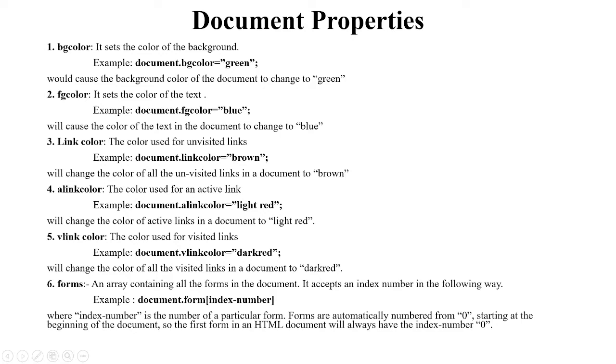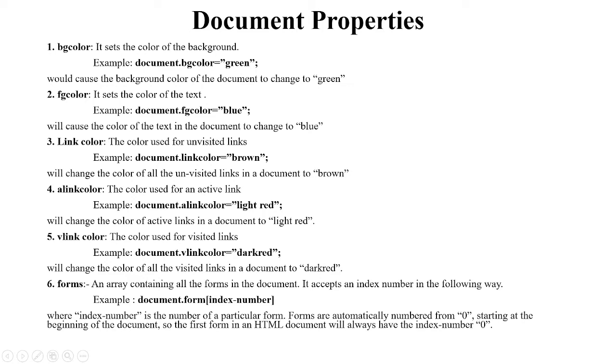If you want to provide a text color to your document, then the document object property fgColor facilitates it for us. The usage is document.fgColor equal to blue, and then the text in the document will be displayed in blue. Now the third property of the document object is linkColor. It is the property used to provide a color to the unvisited links specified in your document.